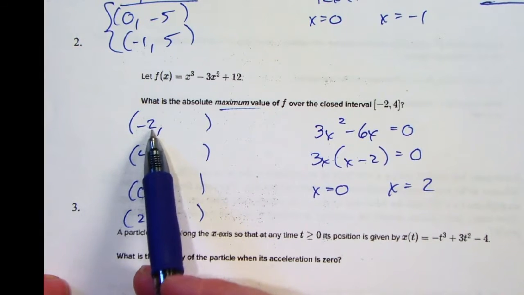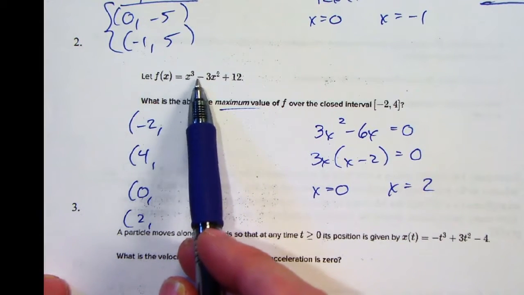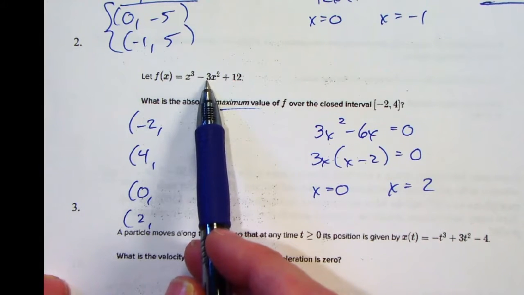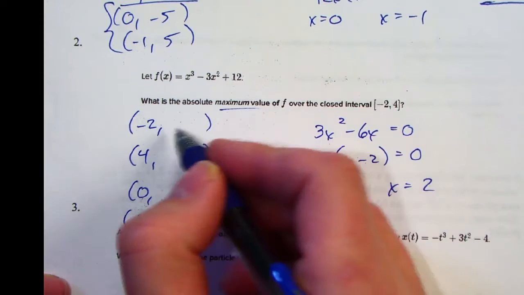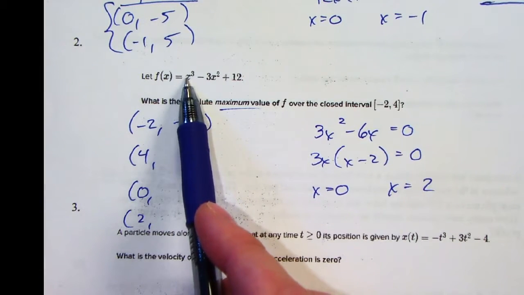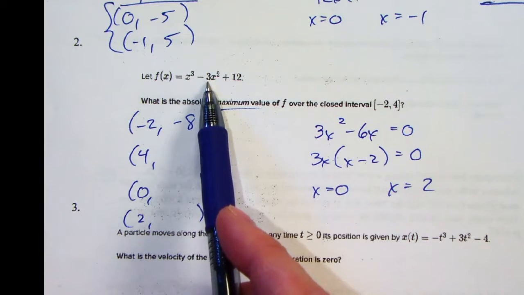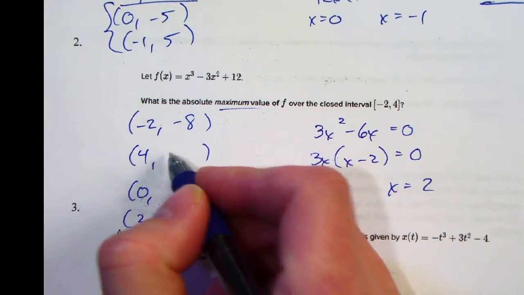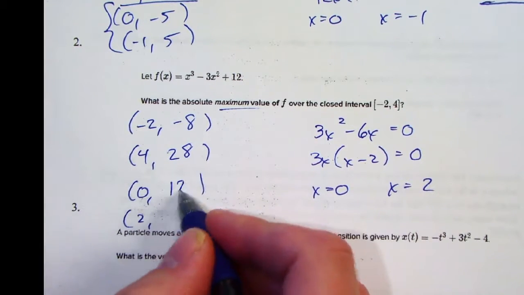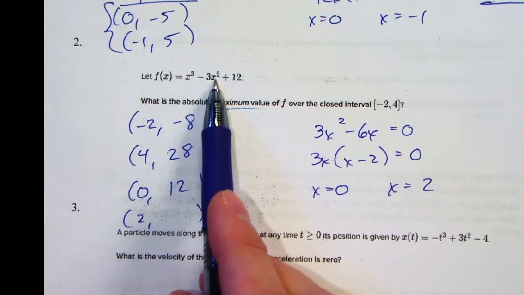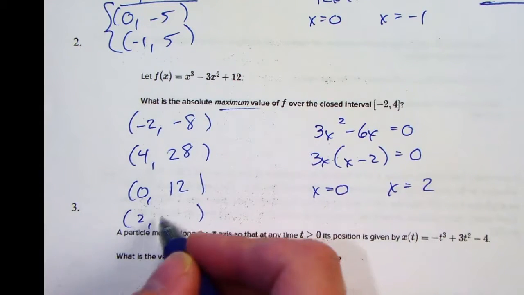So I plug -2 in the original, and I get -8. Let's see, minus 12 plus 12, so I'll get -8. If I plug in 4, I'll get 64 minus 48, which is 16, plus 12 is 28. If I plug in 0, I get 12. And if I plug in 2, I get 8 minus 12 plus 12, so I'll get 8 here also.